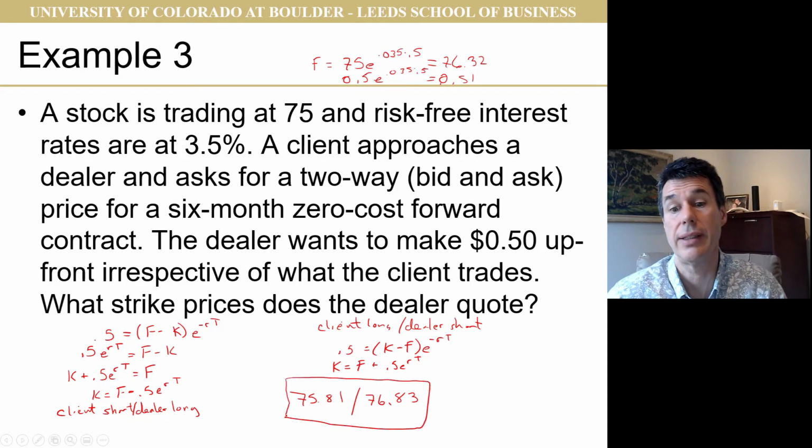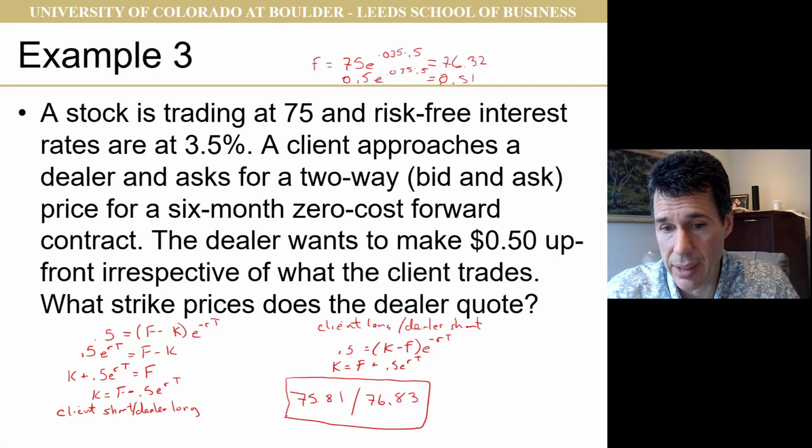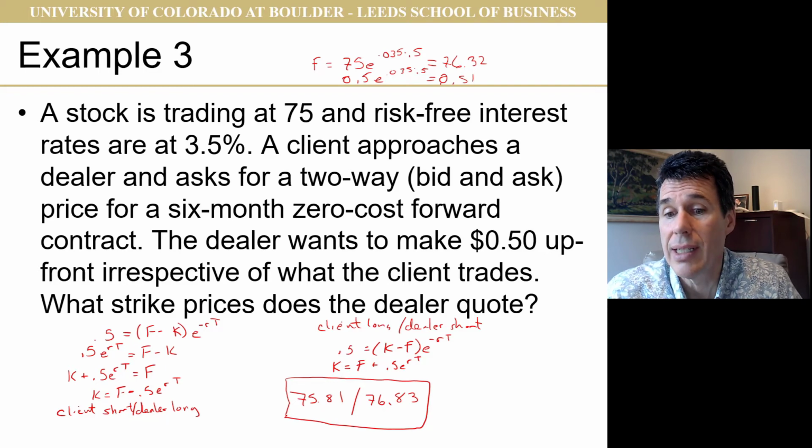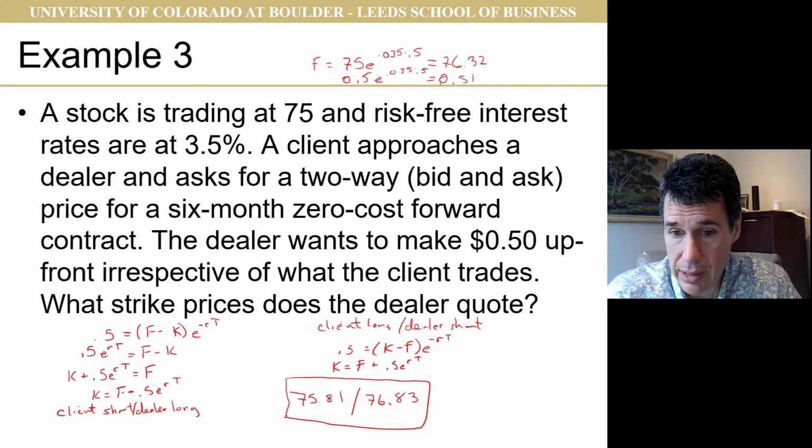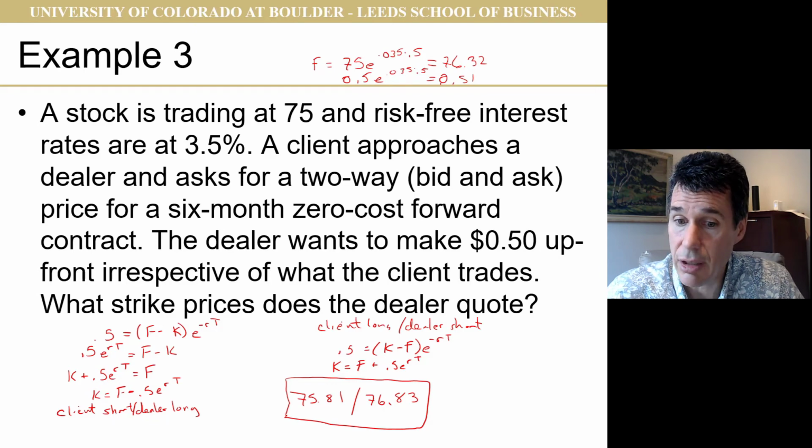Okay, so the dealer is going to quote these two strikes. The dealer is happy to enter into the contract. Client wants to go short, they're going to receive 75.81. The dealer will pay 75.81 for the share. Client wants to go long, then the dealer is going to receive 76.83 when the client buys the shares. Client can't make money. No free money here. The dealer always makes his profit. What's his profit? 50 cents no matter what the client does.